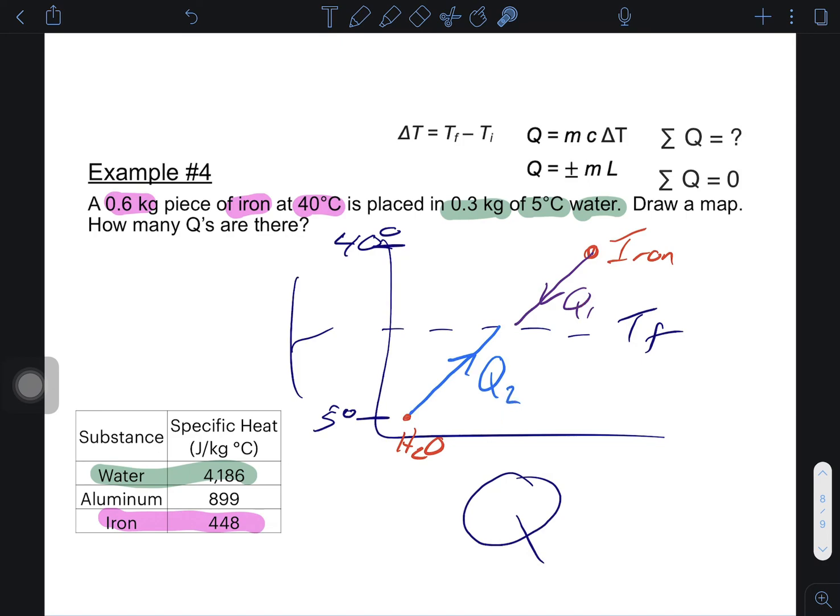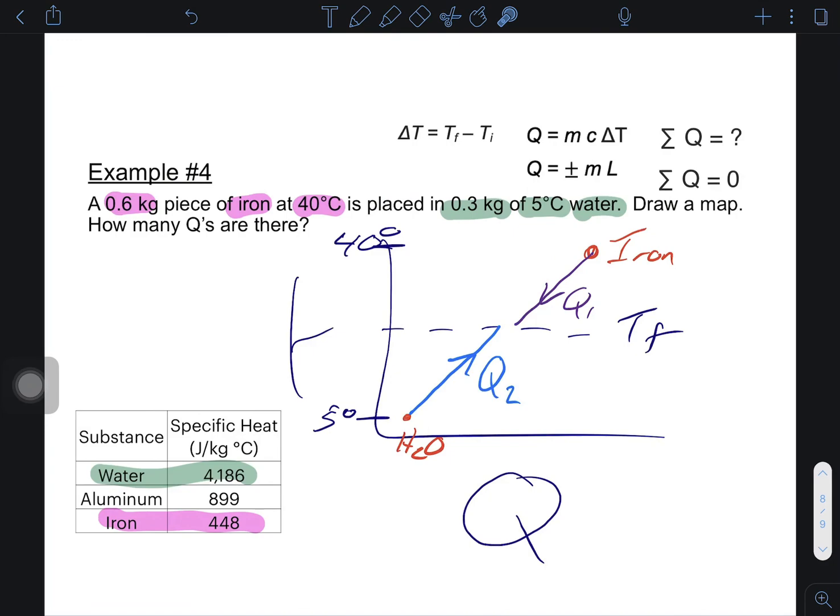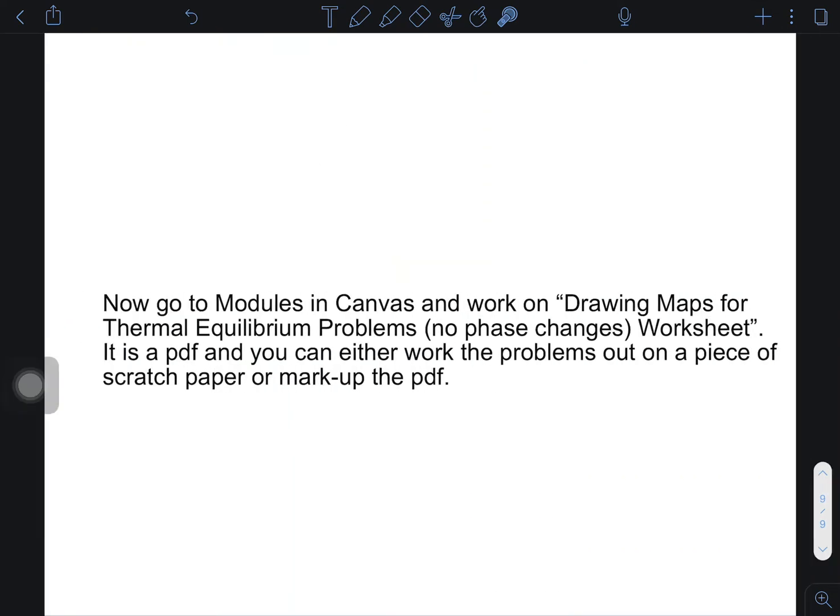Now, if you notice, I'm flipping Q1 and Q2 all the time. Over here, I said my iron, the one cooling, was Q1. But here I said the one heating up is Q1. It doesn't matter. It's just record keeping. It doesn't matter whether it's Q1 or Q2. And that's all there is to drawing maps.